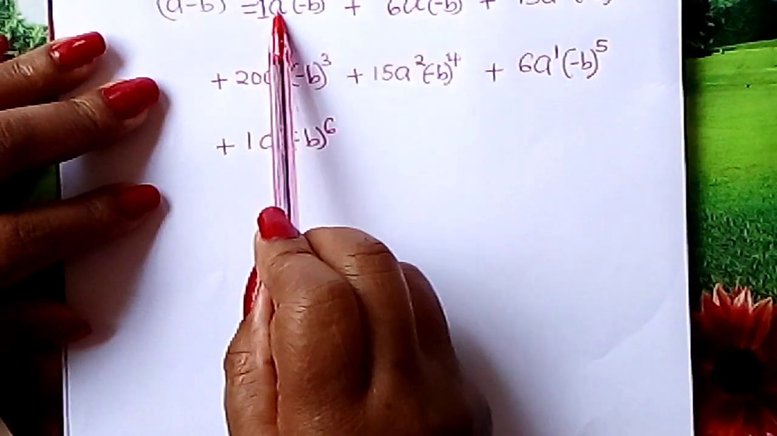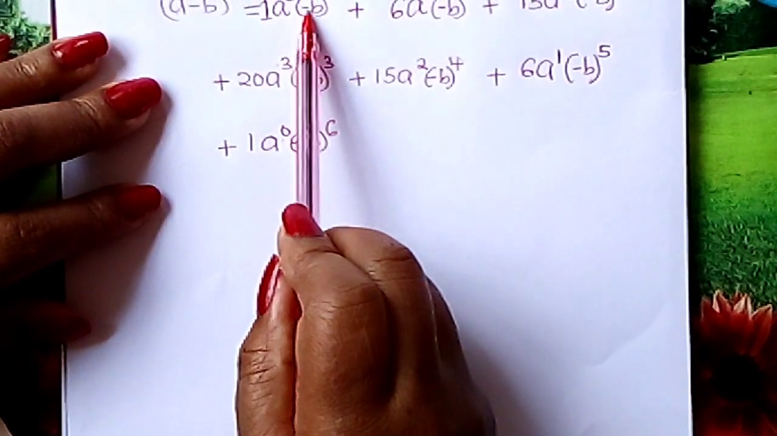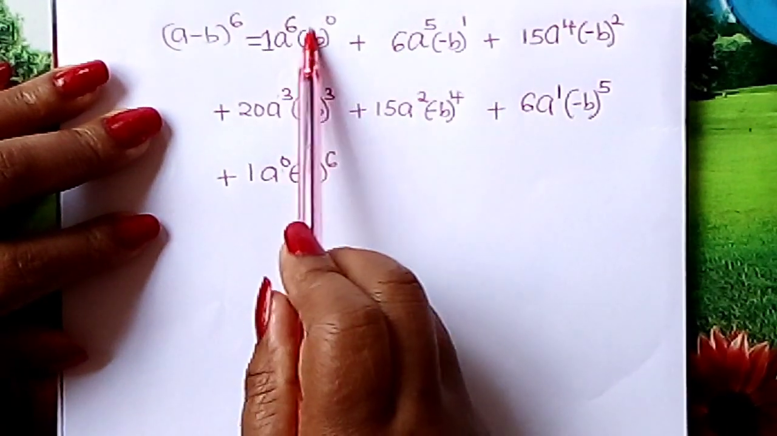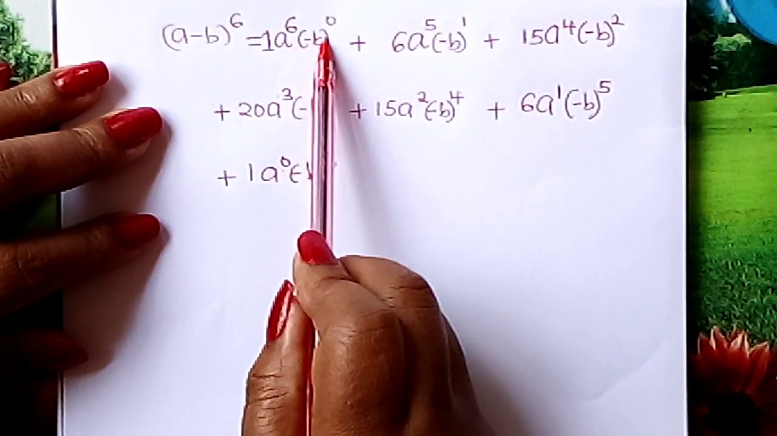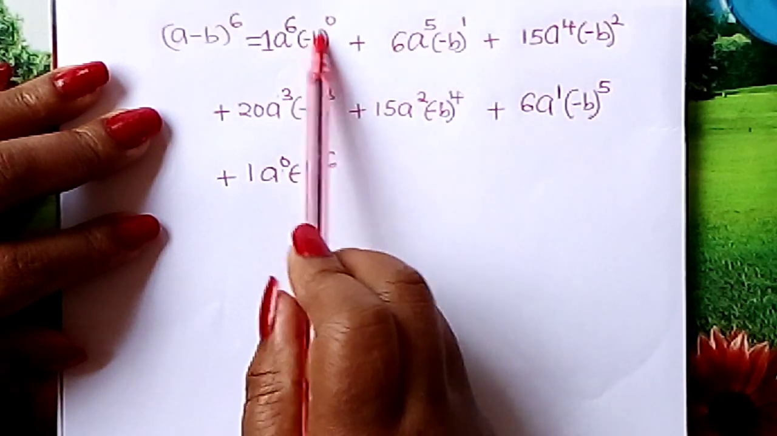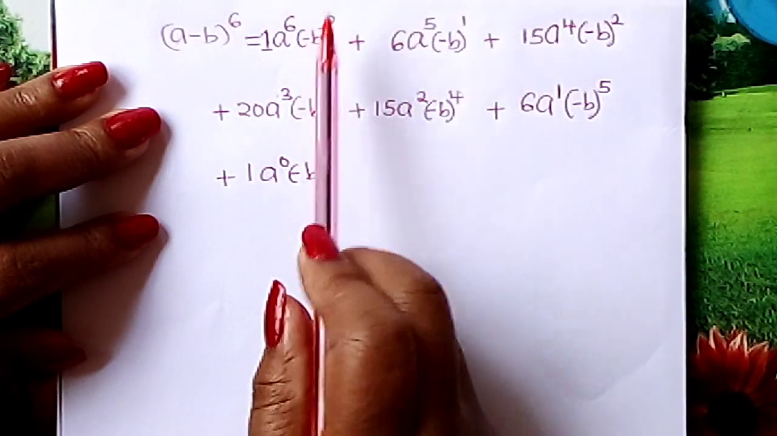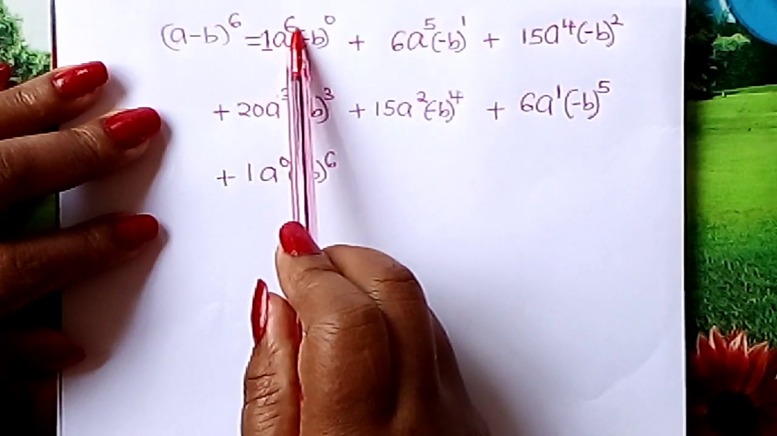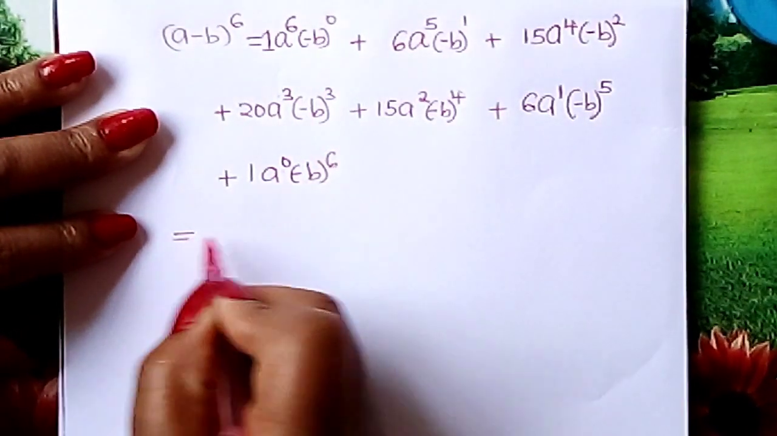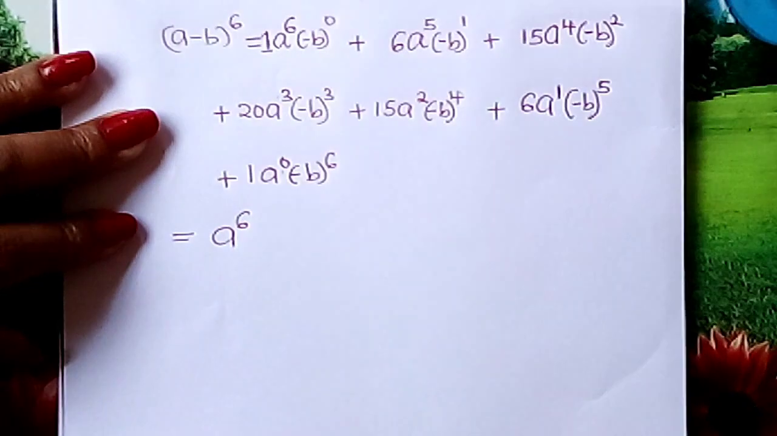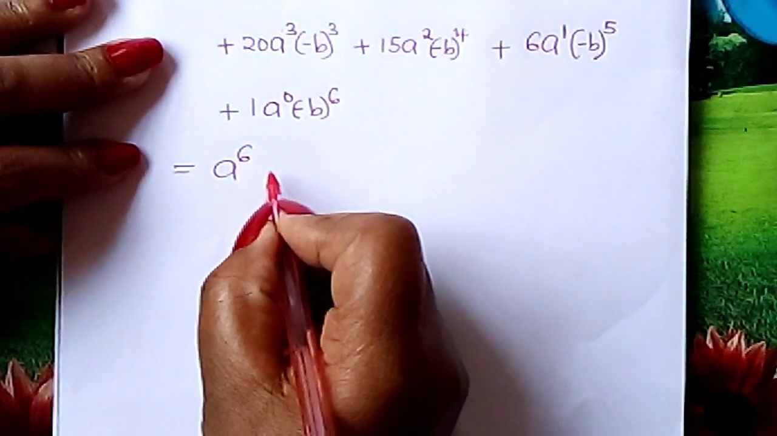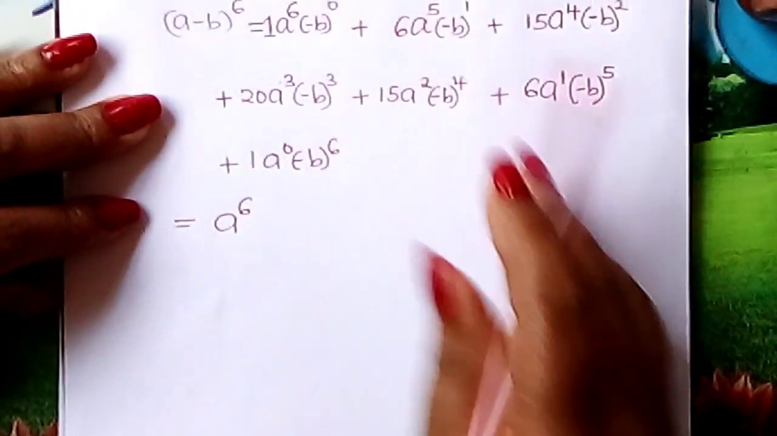This is 1, A raised to 6, minus B raised to 0. Any number raised to 0, learner, is what? It is 1. Any number raised to 0 is 1. So this is 1 times A raised to 6. We are therefore left with A raised to 6 as our first term.